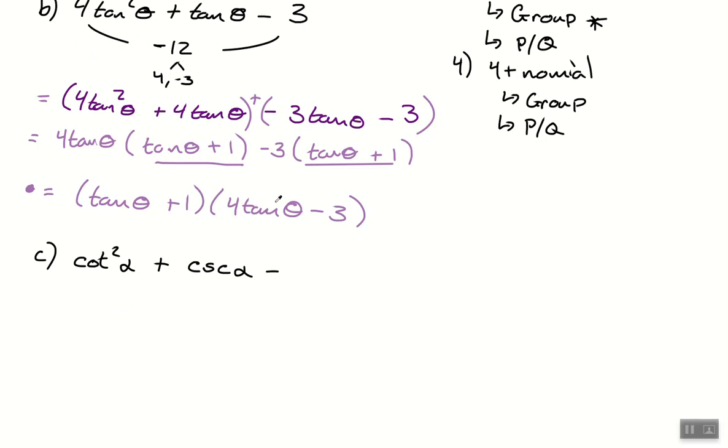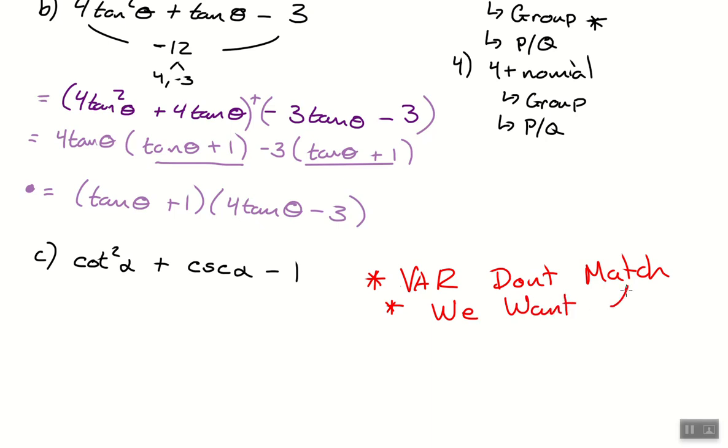All right. I want you guys to make the following comment: the variables, which in this case are cotangent of alpha and cosecant of alpha, don't match. Now I'm going to be caveman. We want, and more than want, we need them to match. So we have a little bit more legwork to do to rewrite it so that we can think about it like regular old trinomials.